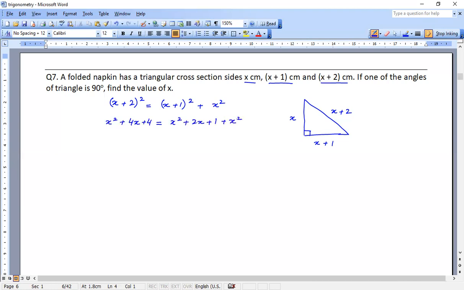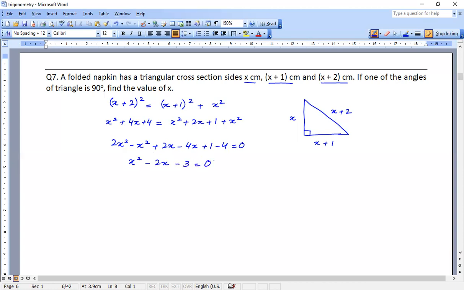Now that I have expanded the bracket, I'll arrange them all on the same side of the equation. I'll move whatever I have on the left hand side of the equation to the right hand side. When I move it to the right hand side, this will be 2x squared minus x squared plus 2x minus 4x plus 1 minus 4 equals 0. Okay. 2x squared minus x squared is x squared, 2x minus 4x is minus 2x, and plus 1 minus 4 is minus 3, equal to 0.